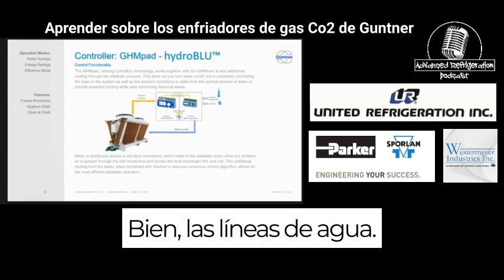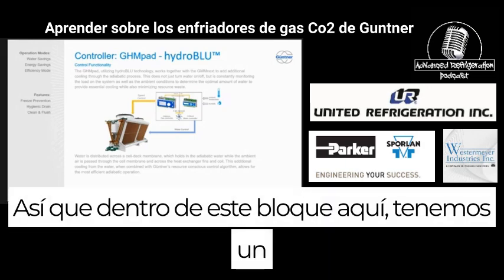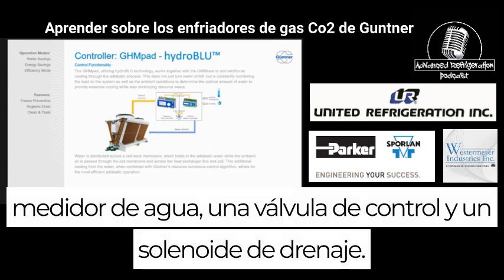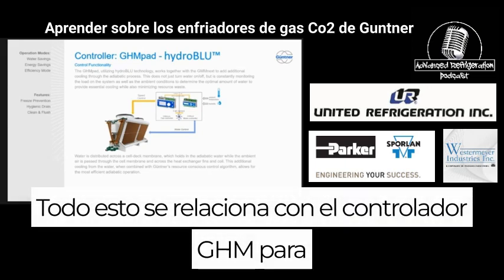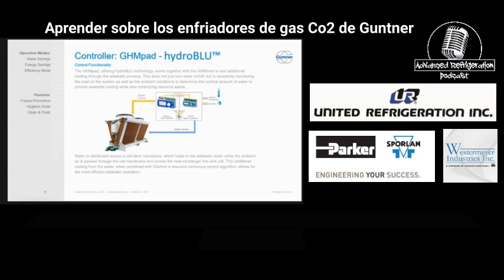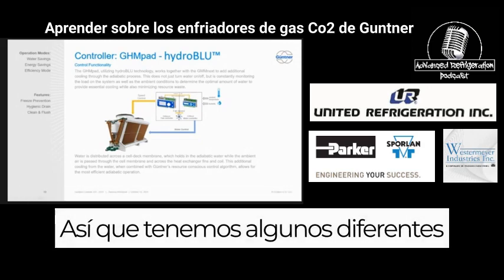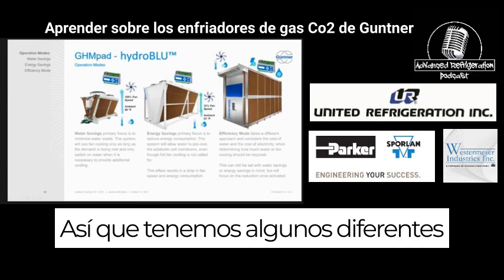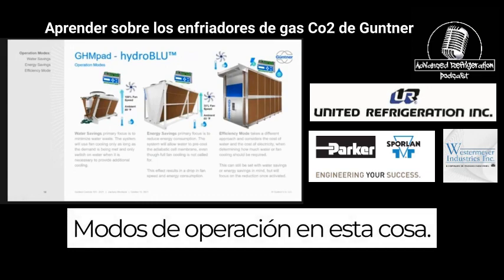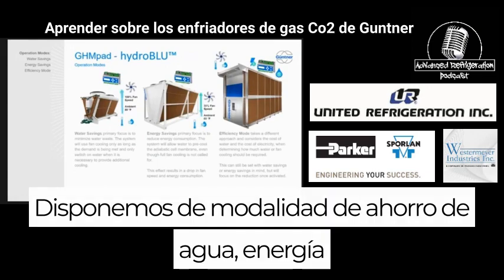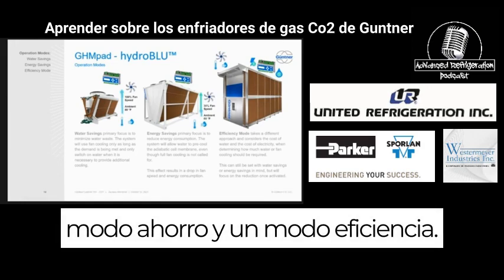Okay? The water lines. Inside of this block here, we have a water meter, a control valve, a drain, and a drain solenoid. All these tie back to the GHM controller to determine how much water to put across the pans. We have a few different modes of operation on this thing: a water savings mode, an energy savings mode, and an efficiency mode.